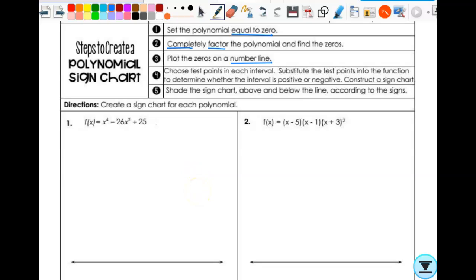Then we choose test points in each interval. This is the one where I'll re-explain it when we get there. But we're going to choose test points. We substitute them into the function and determine if it's positive or negative. And we construct a sign chart. And then we shade the sign chart above and below according to the signs. Okay, so 4 and 5 are new. We can tell you we've done 1 through 3 a ton.